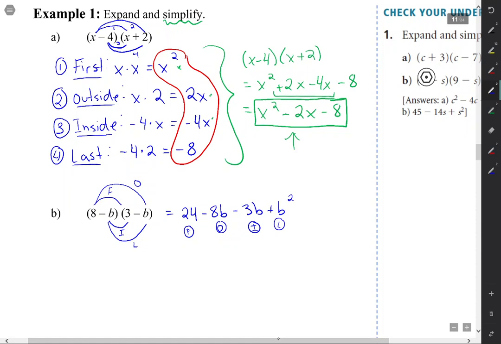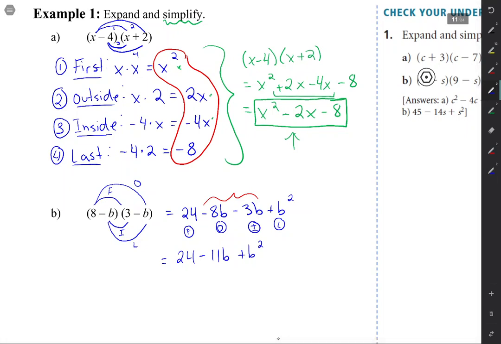So now we FOILed it, but we have to still simplify by combining like terms. Like always, when you FOIL, the two like terms end up being these two middle ones here. So we are going to have 24. Now we have negative 8b minus another 3b, so that's going to leave us with negative 11b, and then plus b squared.